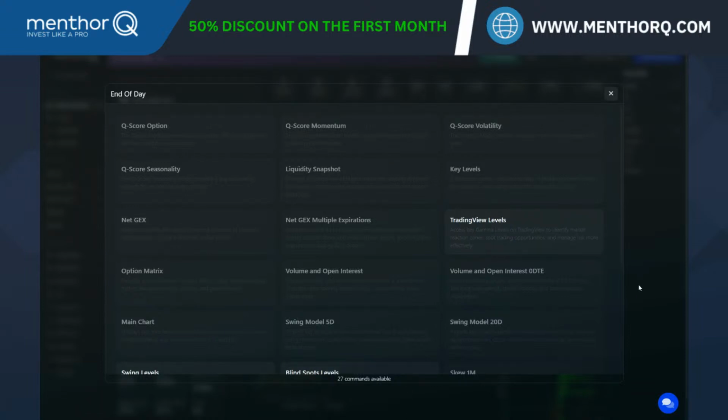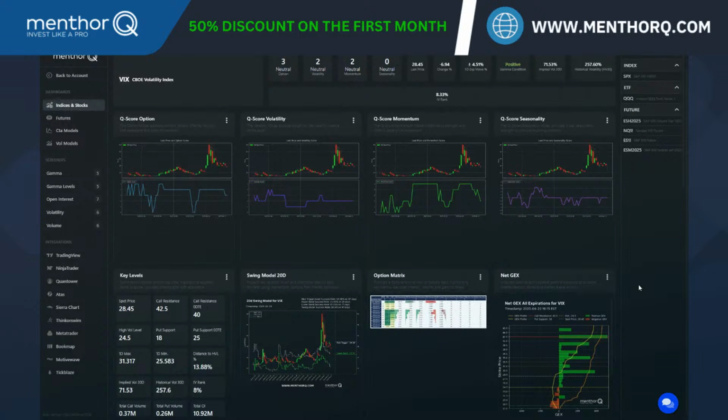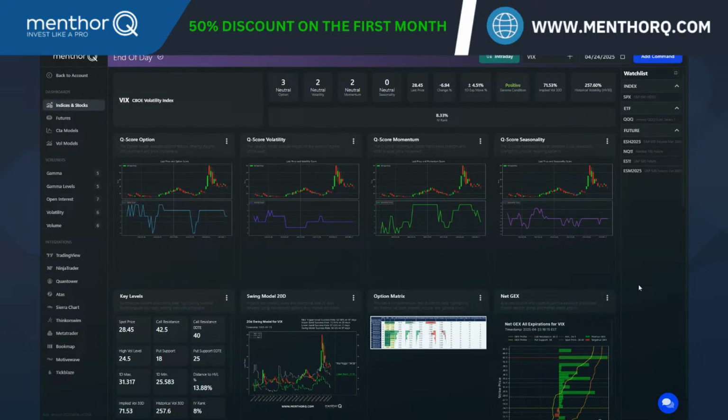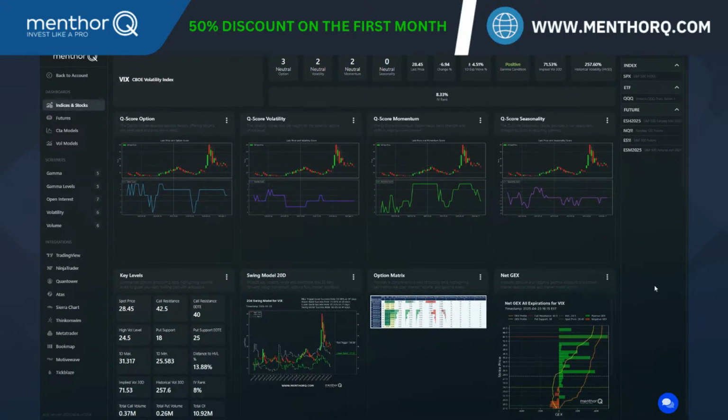Scroll down to the bottom. Okay. Probably at the end, if you scroll all the way down to the dashboard. Yeah, I am all the way to the bottom. Okay, then click on add command. Okay.